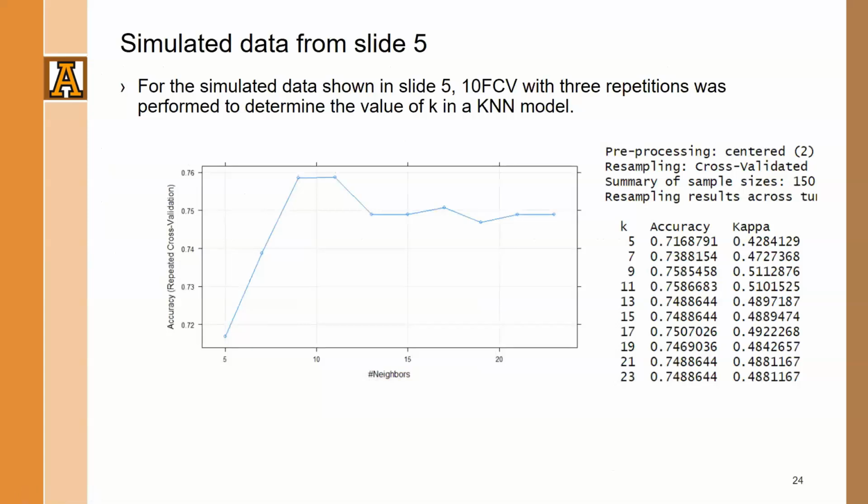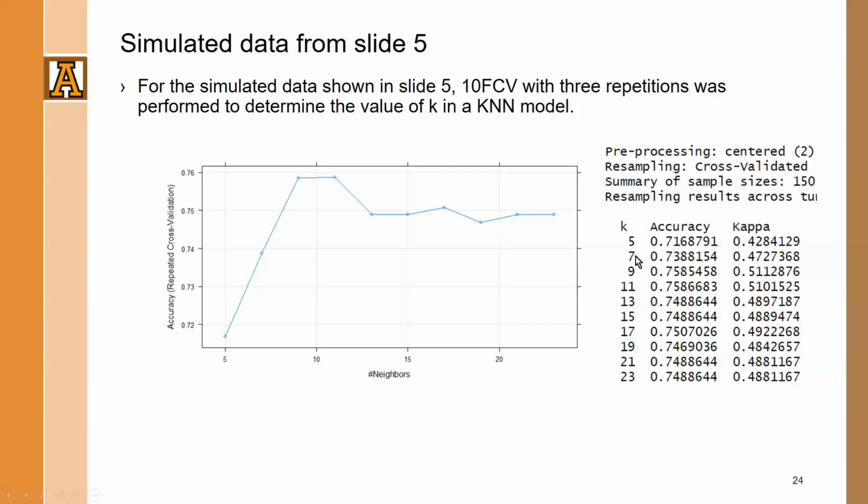This is the same data that we saw in slide 5. 10-fold cross-validation with 3 repetitions to determine the value of k in a k-nearest neighbor model. You can see here for different values of k, we have values of accuracy and the kappa statistic. We'll look at the accuracy here. Remember that the simulated data were almost balanced, so we can use the accuracy as a criterion.